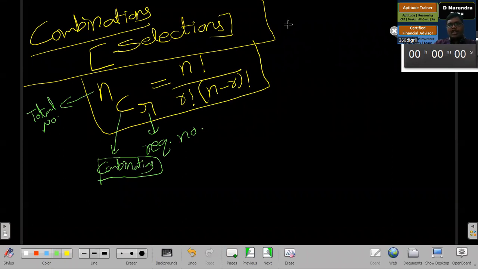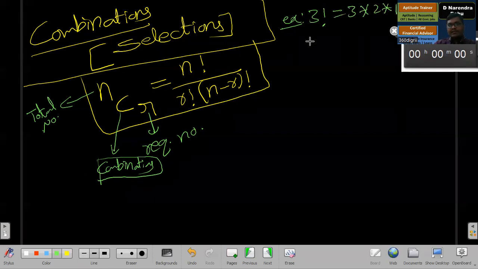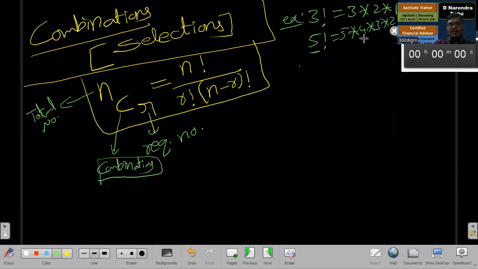Factorial we already know. An example I'm telling you. 3 factorial, how to calculate? 3 into 2 into 1. Same way, 5 factorial is 5 into 4 into 3 into 2 into 1. So if you multiply all the numbers from 1 till this number, that is called factorial calculation.